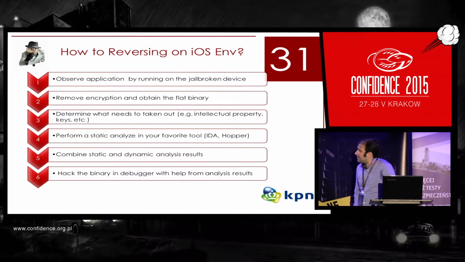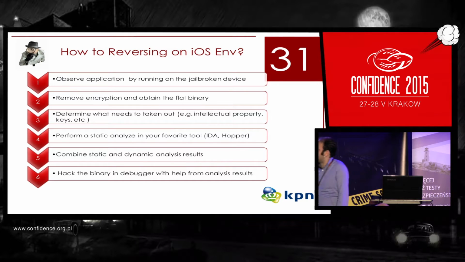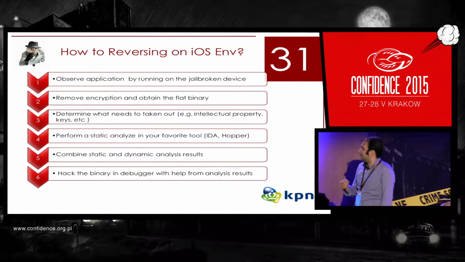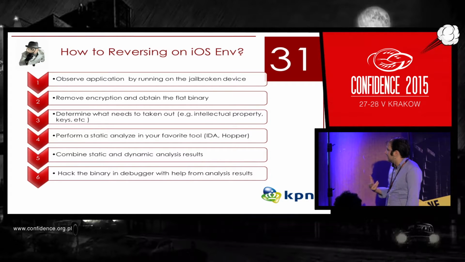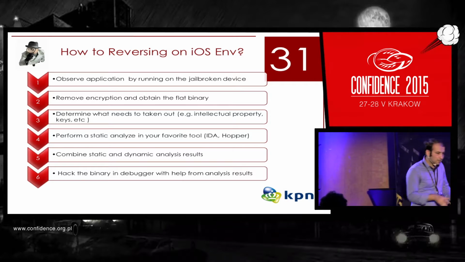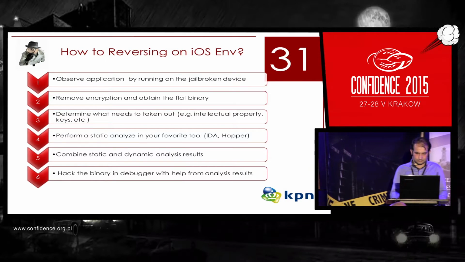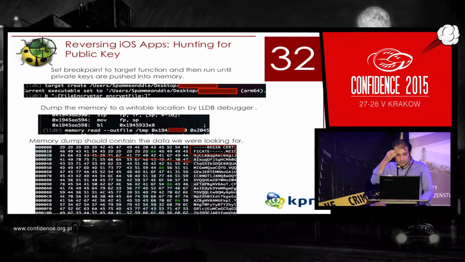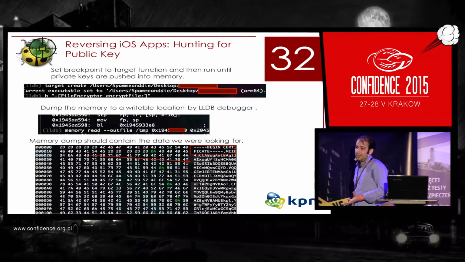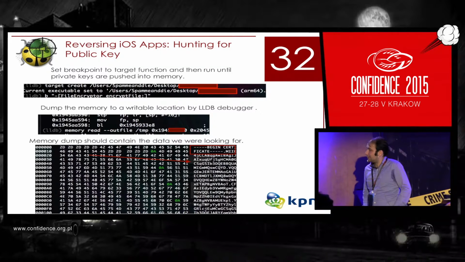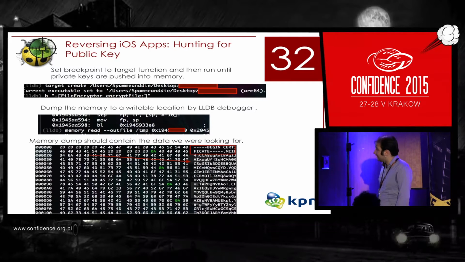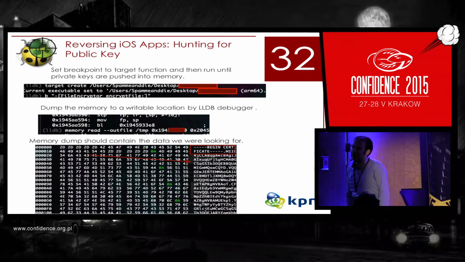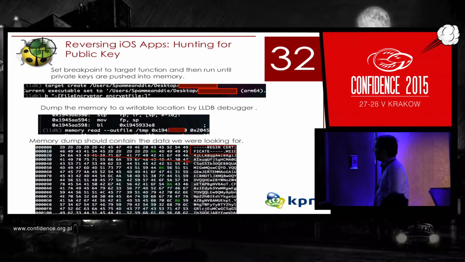Reversing on the iOS environment looks like this. Observe the application and what it is doing, remove encryption and obtain a flat binary, see what needs to be taken out, and combine static and dynamic analysis. Now, once I have obtained the location, IDs, and specific function names, what I need to do is just observe and analyze the binary in the debugger.